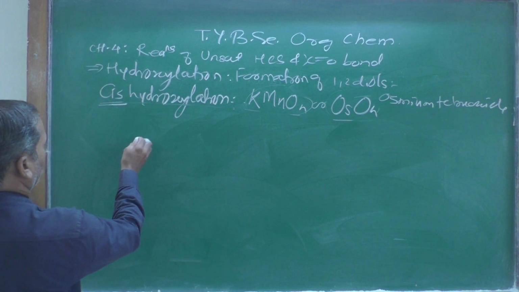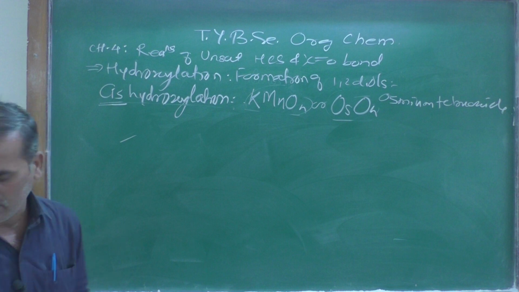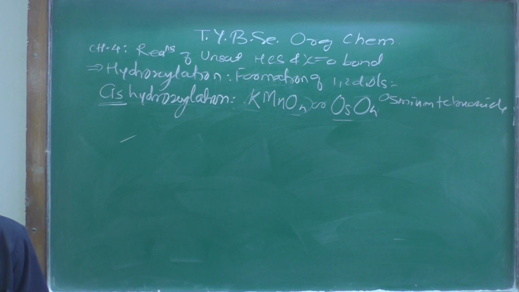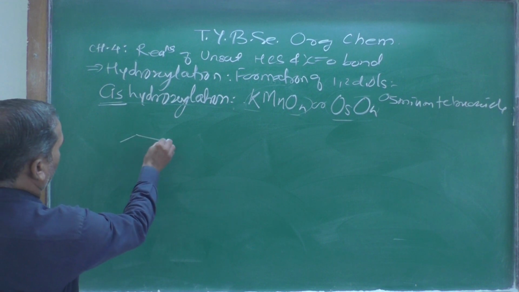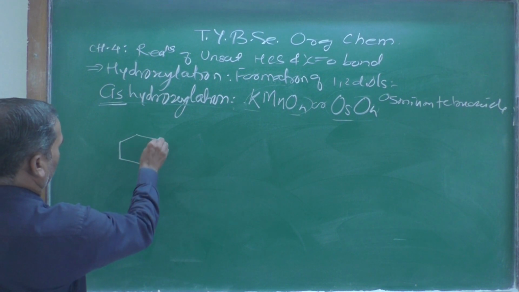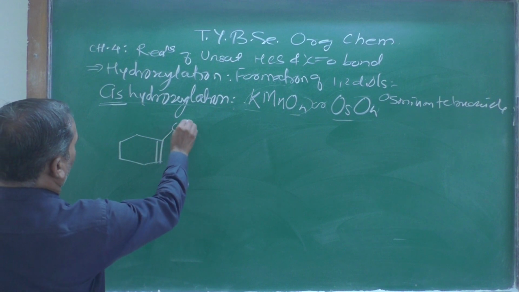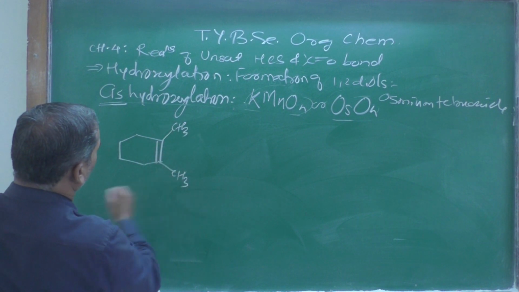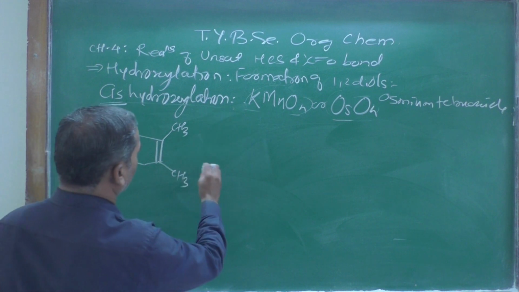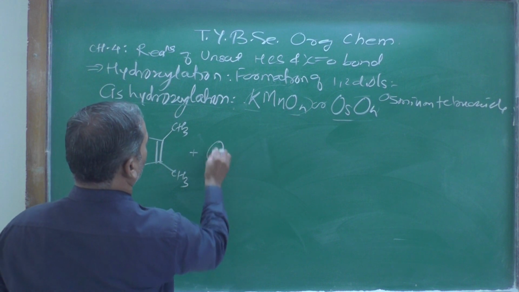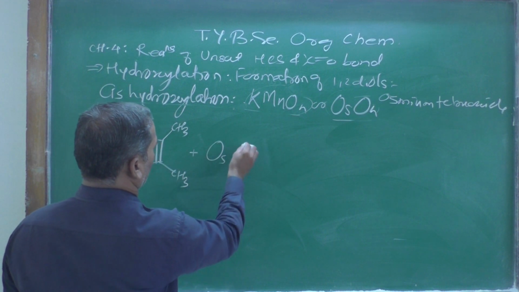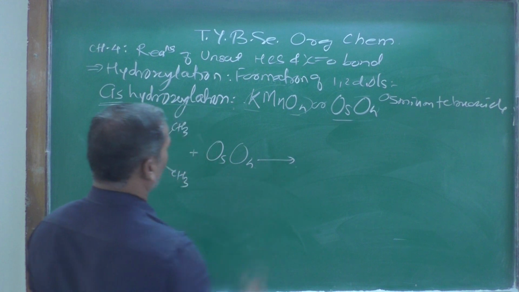Suppose we have this one, second one, this one. Now let us see the reaction. What type of reaction is here? Let us see the first starting compound is this one, here CH3, another methyl group over here. Now let us see another reagent we can use, osmium tetroxide, OsO4.